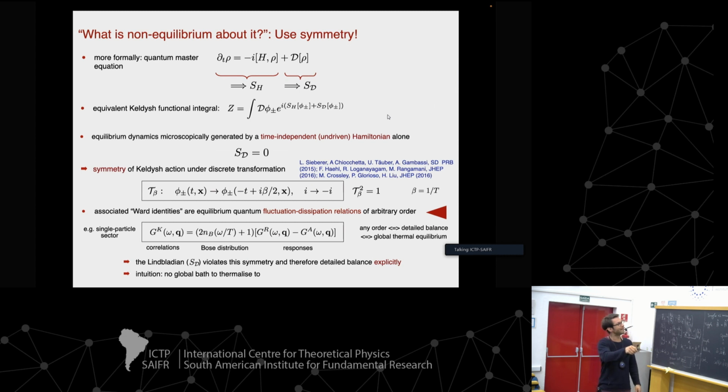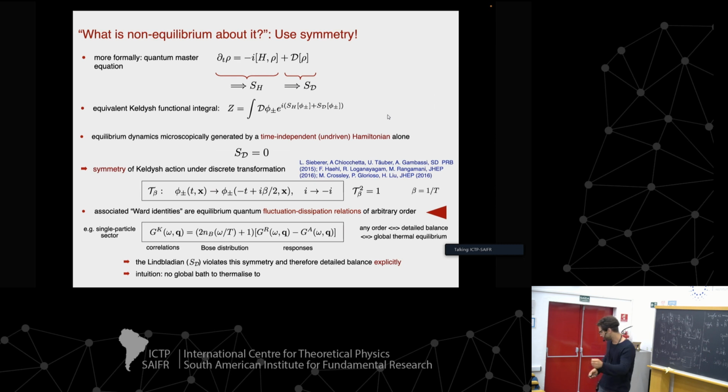And again, the intuition for this is that if the symmetry is violated, if you now check for a Lindbladian, if you add something non-zero here that comes from a Lindbladian, you'll immediately say the symmetry is gone. It's explicitly violated, and there is no such relation, and therefore there is no such thing as global detailed balance or thermodynamic equilibrium conditions. The intuition is that there is no global bath to thermalize to, induced by this Lindbladian.